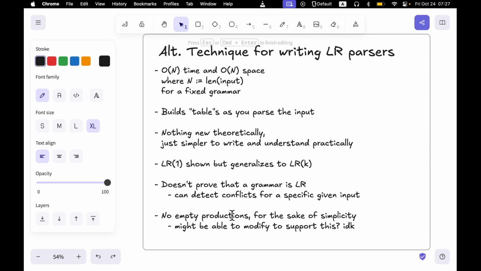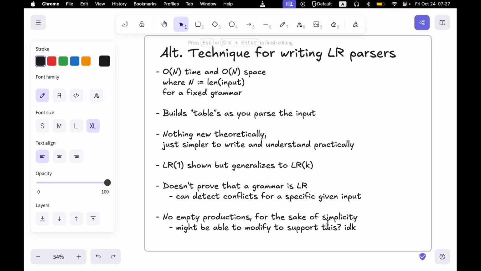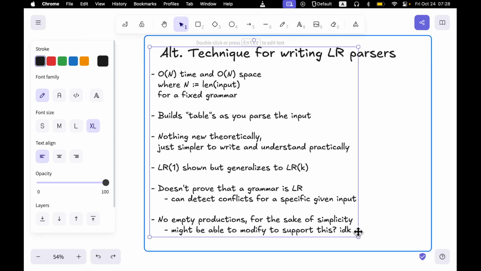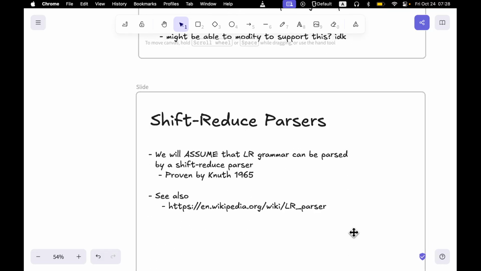And for the sake of simplicity, I will assume that there are no empty productions. I'm not sure if you're able to modify this technique to support that scenario. And at the same time, I'm not sure if empty productions are useful in real world grammars, but yeah, I'm not sure about this. Maybe someone else will figure it out.